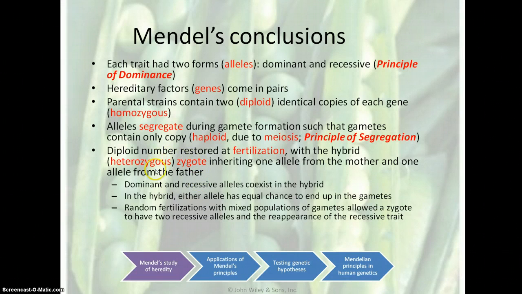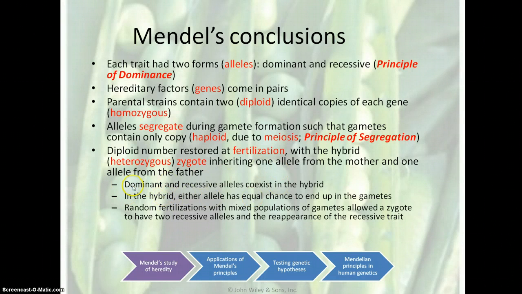So extending from this, he realized that the dominant and recessive alleles coexist in the hybrid, and that in the hybrid, either allele has an equal chance to end up in the gamete. So if you have a heterozygous individual that contains, let's say, a dominant and recessive allele, and that organism makes gametes, those gametes can contain either the dominant or the recessive allele, and there's an equal chance of that happening.